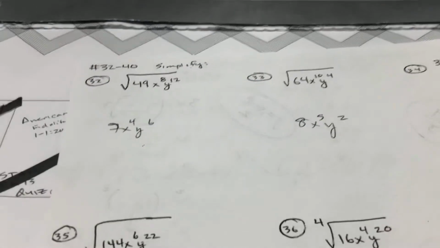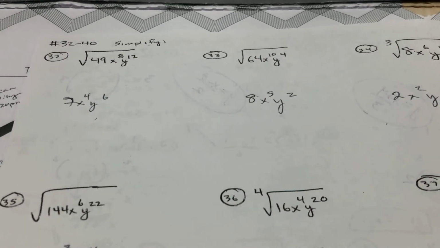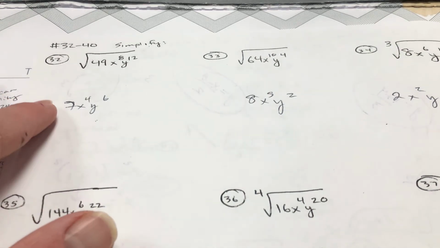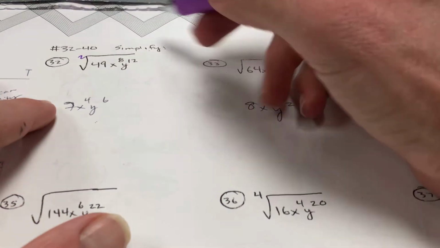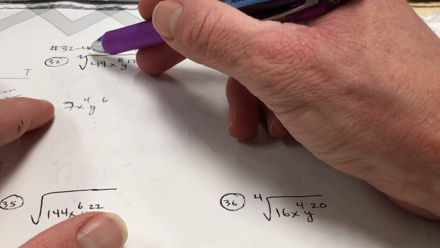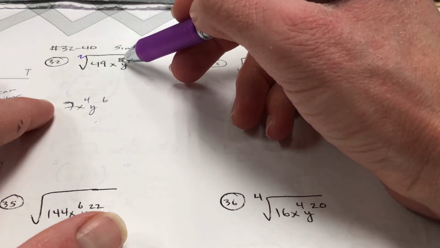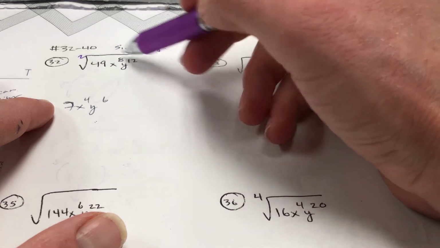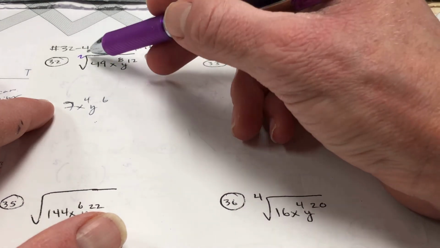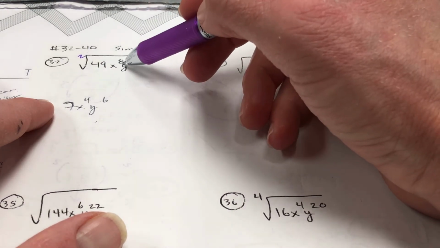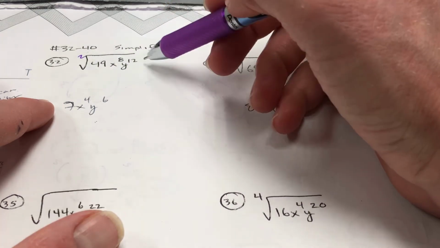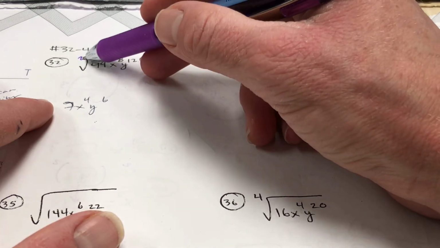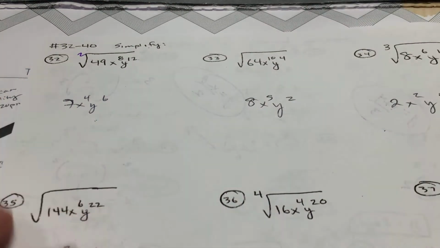Okay, lastly, this is an easy page because we have the jailbreak. Remember, we're taking these second roots. The square root of 49 is 7, and I'm asking myself, how many pairs do I have if I have 8 x's? 2 goes into 8 4 times exactly. 2 goes into 12 6 times exactly. I'm looking for pairs of x's, and there's 8 of them, so there's going to be 4 groups of 2. I have 12 y's, and I'm looking for groups of 2. There's going to be 6 groups exactly.